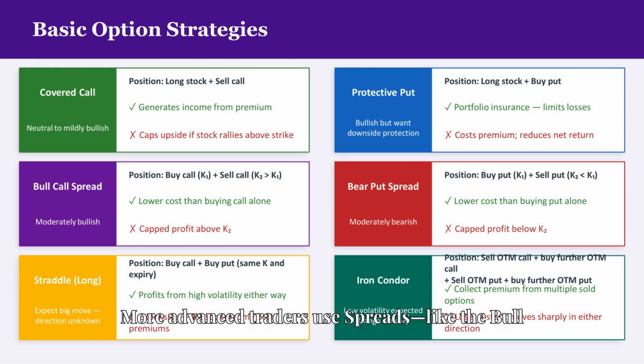More advanced traders use spreads, like the bull call spread, where you buy one call and sell another at a higher strike. This lowers the cost of the trade but caps the potential profit, offering a defined risk-reward ratio suitable for moderate market views. Each strategy serves a specific market outlook and risk tolerance, allowing you to fine-tune your exposure based on your specific forecast for volatility and price direction.